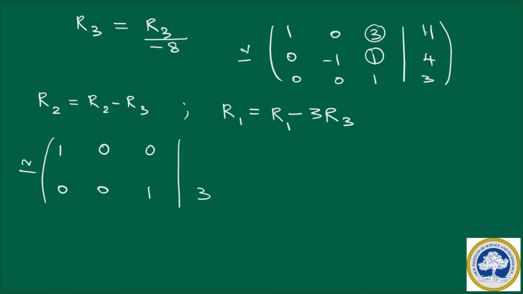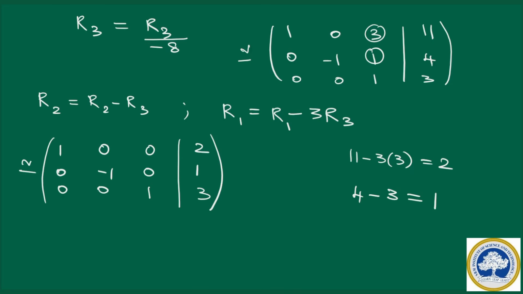Again, what about this element 11? 11 is 11 minus 3 into 3. So this is 2, so you put 2 here. Again for the second row, this becomes 0. For 4, it is 4 minus R3, since the formula is R2 minus R3. R3 is 3 here, so this is equal to 1. So directly you put 1 here. So that's it. Now using the Jordan method, we have converted it directly into a diagonal matrix like this.